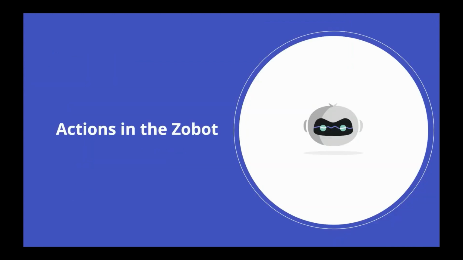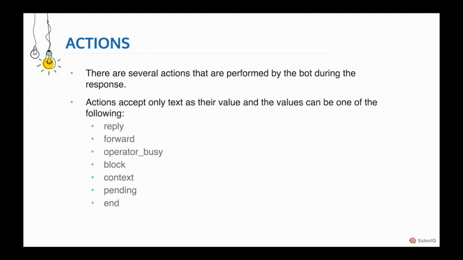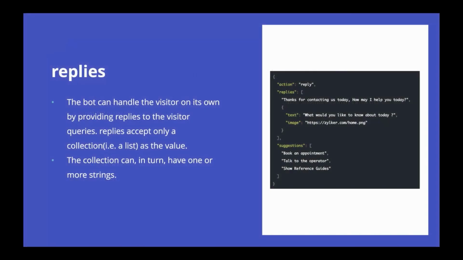So let's move on to the actions in the Zobot. There are several actions that can be performed by the Zobot during the course of its conversation with a website visitor. These Zobot actions will only accept text as their value, and they can be any of the following: a reply, a forward action, block, context action, pending, or end action. All right. So we look at them one by one. This is a list of all of the actions that the Zobot is capable of performing right now.